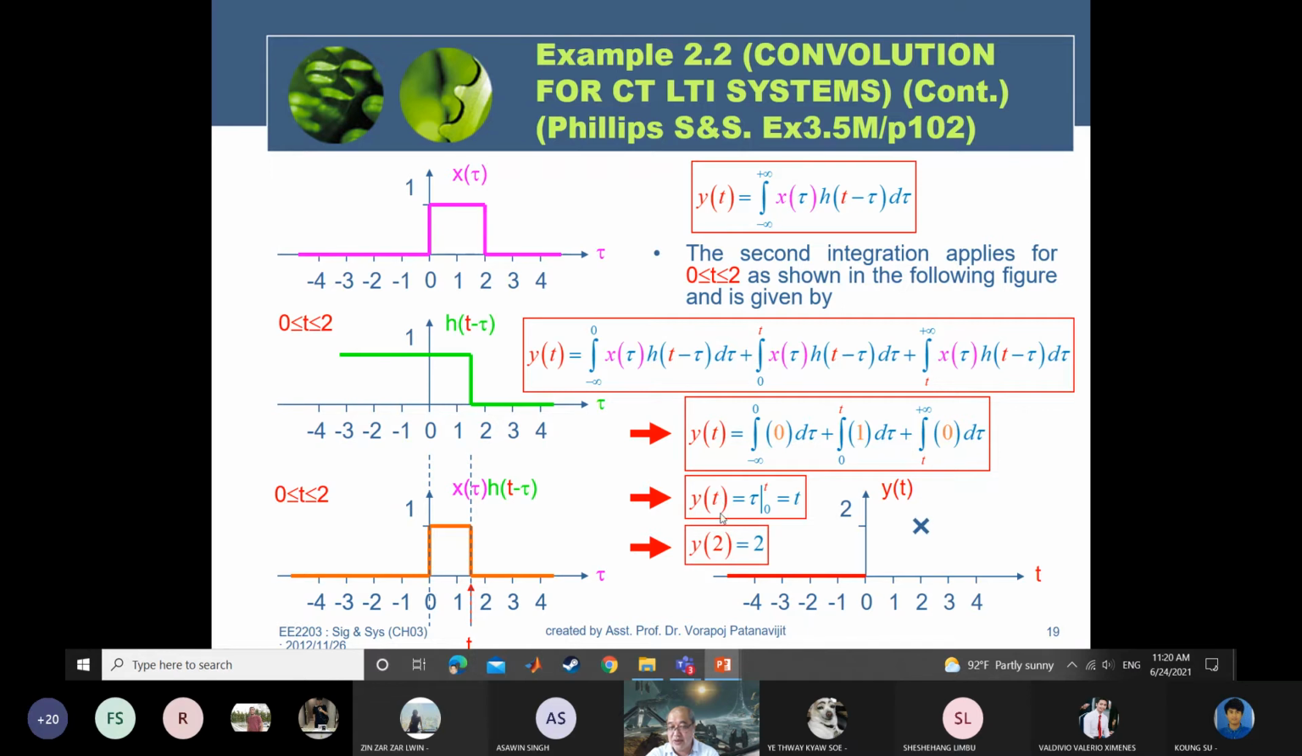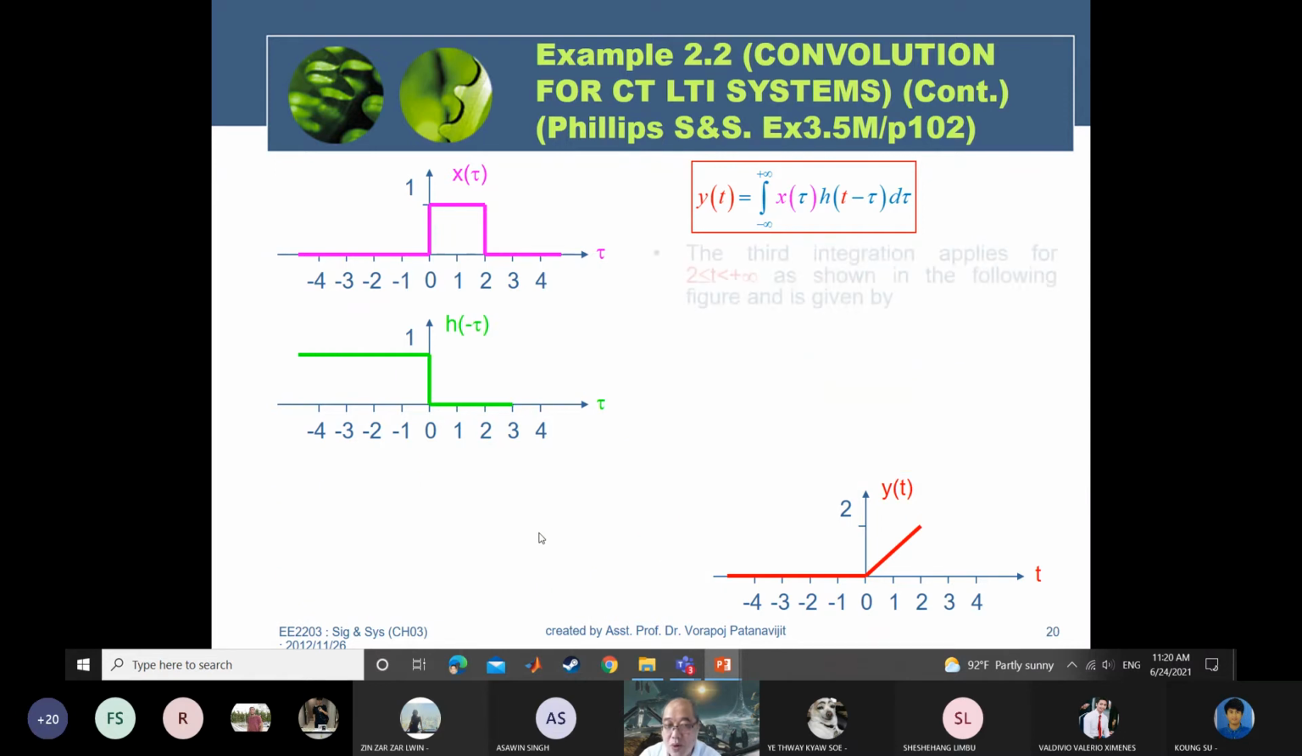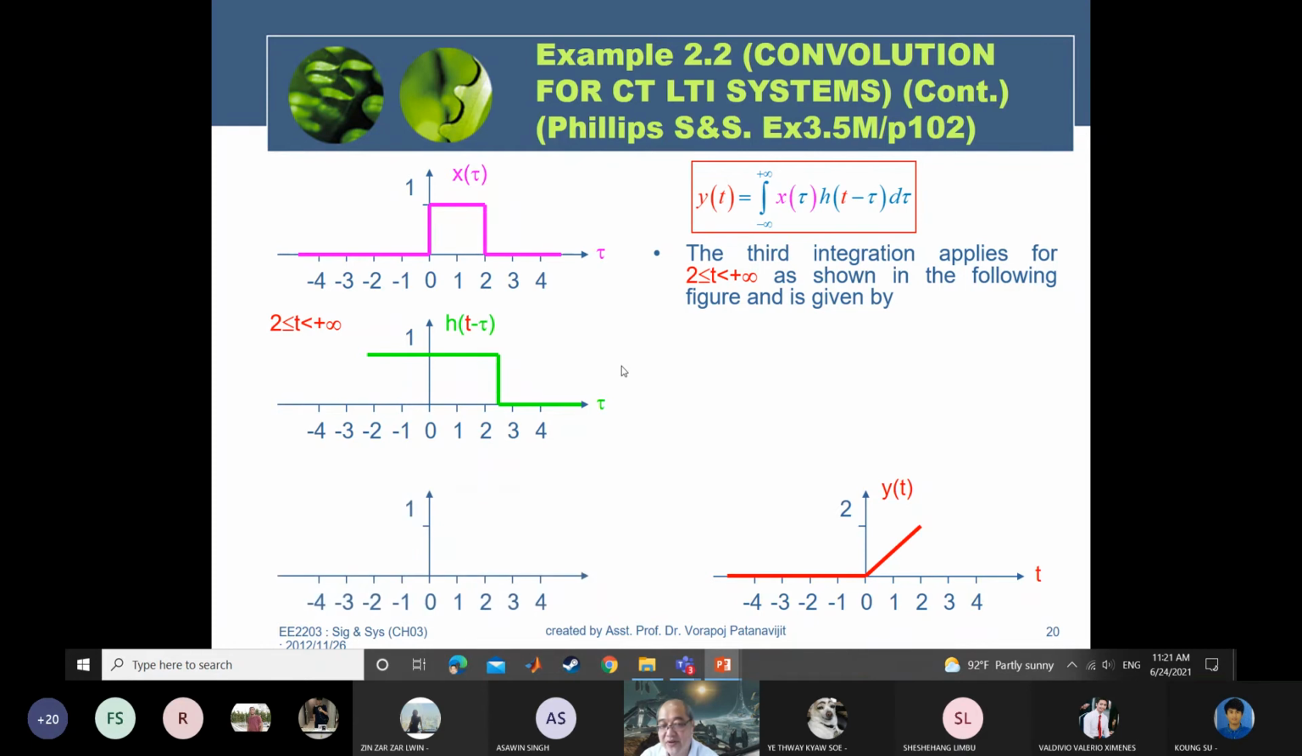At 2, you substitute them. y(t) when t equals 2 is already equal to 2 for this case. The result will be increasing until it reaches the maximum point at 2. Why? If t is greater than 2, the value will depend on the third integration, because the third integration starts from between 2 and plus infinity. When you sketch them, you can choose any one of them. In this case, we choose 2.5 to sketch them. If you choose 2.5, you can sketch the intersection pattern between the pink and the green as shown in the slide.